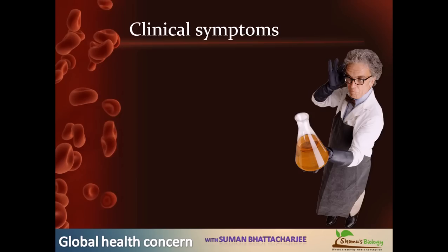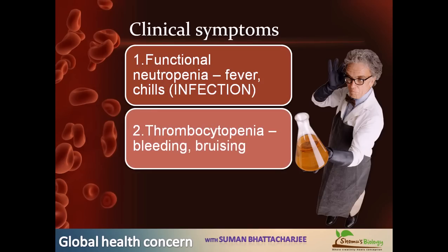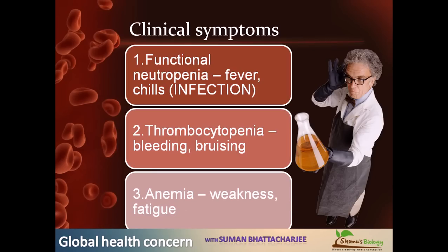So major symptoms like functional neutropenia. Now, functional neutropenia means it is involved with fever and chills, and this is a typical example of infection. Any kind like ALL or AML, the major symptoms are infection, internal bleeding, high fever, and all these things, which are typically called the triad, right? Because three symptoms will work together. Second is thrombocytopenia, which is nothing but internal bleeding and bruising. And the third symptom is obviously anemia, which is weakness and fatigue.